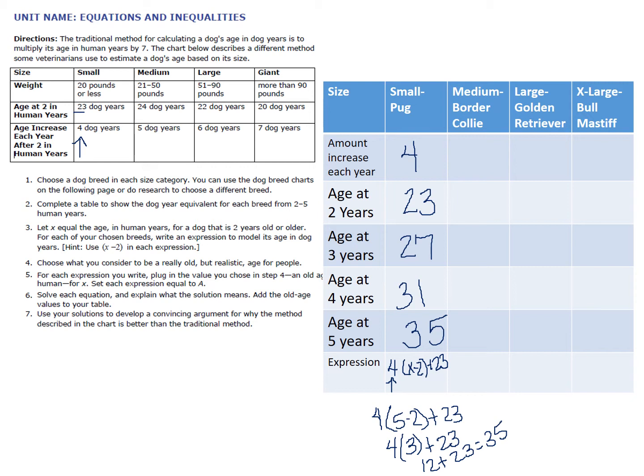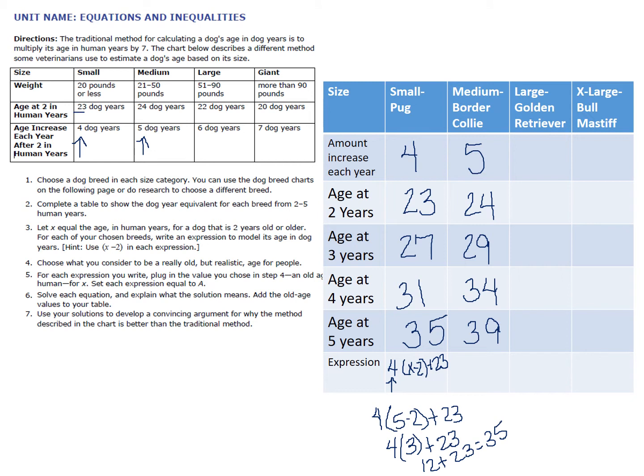At 2 years, a medium dog is 24 dog years, and it increases 5 dog years for every 1 human year. So I'm going to do the same thing and fill in the chart. At 3 years, 24 plus 5 would be 29. I'm going to add 5 again, and then add 5 to 34 and get 39.